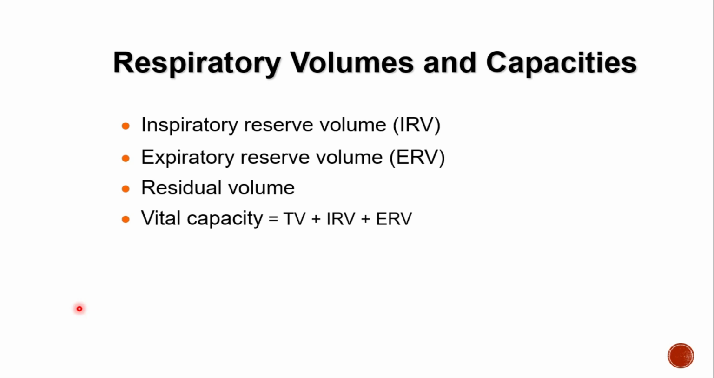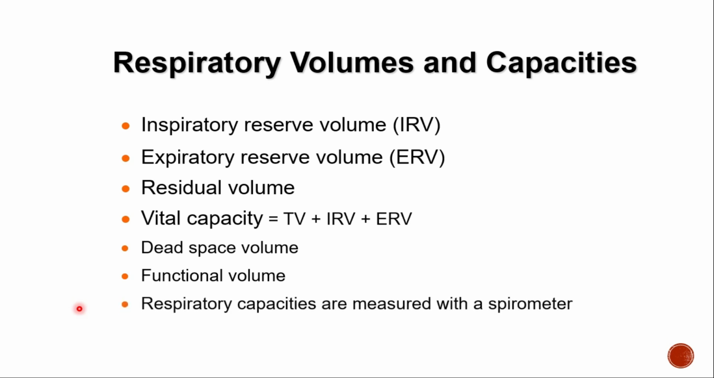That is the air that remains in the conducting zone and never reaches the alveoli, but remains in the trachea, bronchi and bronchioles. Its amount is almost 150 milliliter. This is known as dead space volume. Functional volume is the air that actually reaches the respiratory zone, usually about 300 milliliter. Then come respiratory capacities, which are measured with a spirometer.